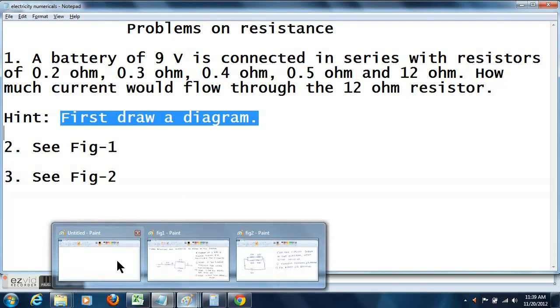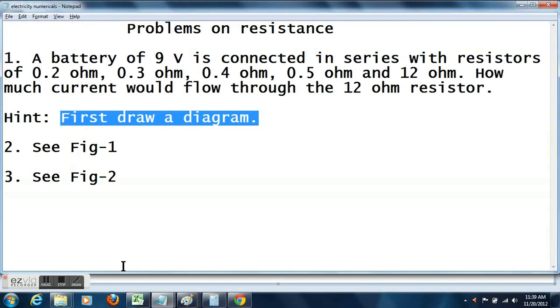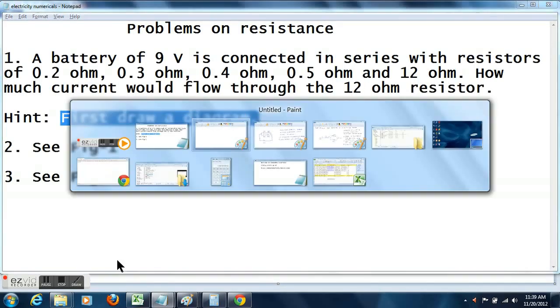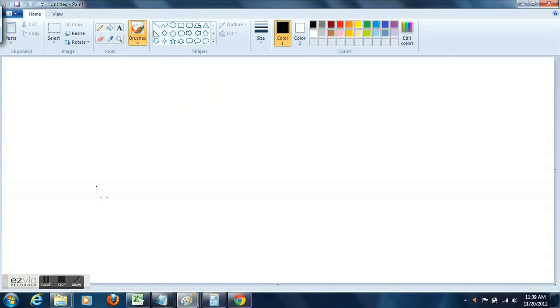So let me start by drawing a diagram. The battery is 9 volt. I know my drawing is not so good, and in this drawing board it is even worse. Let me see if I can draw it a little bit better. This is the 9 volt battery. I hope it is a little better now, but it's not so good. It is definitely not a good diagram, but somehow I think it will help you to understand the concept.